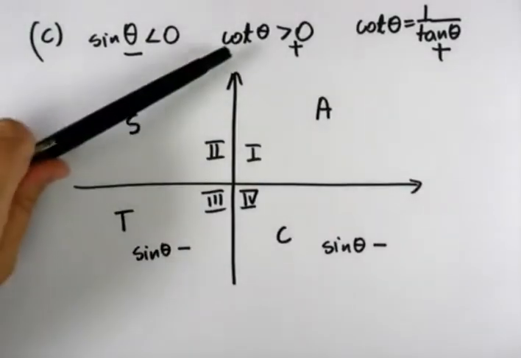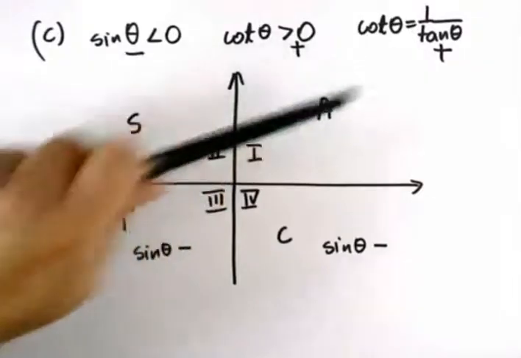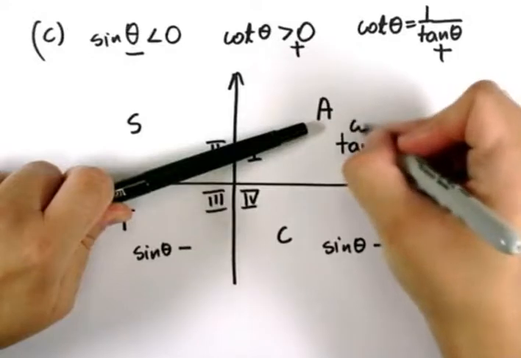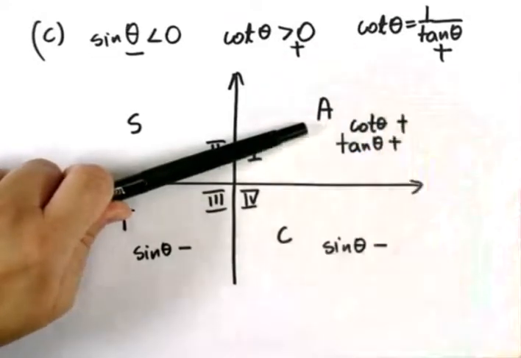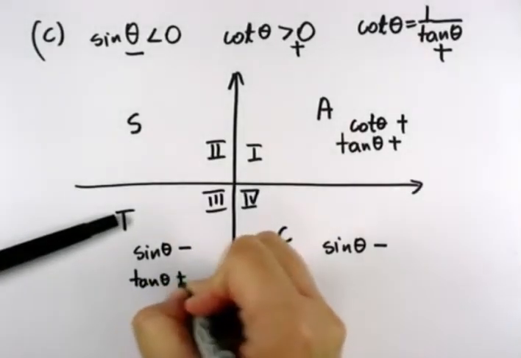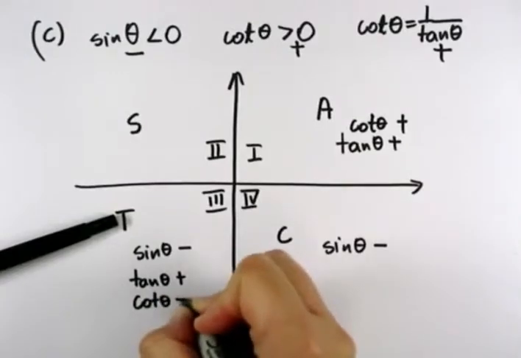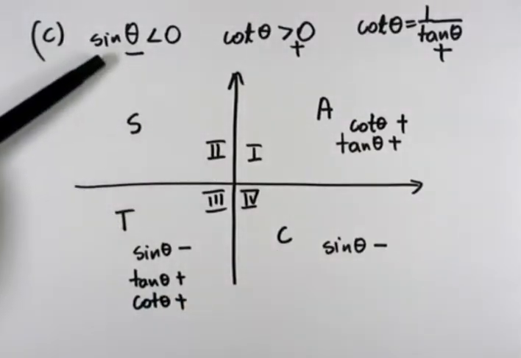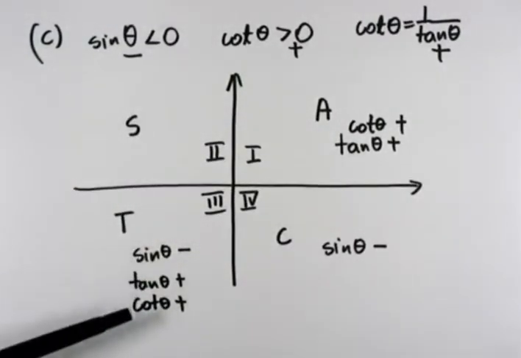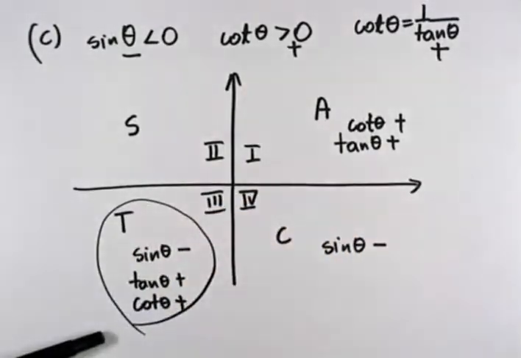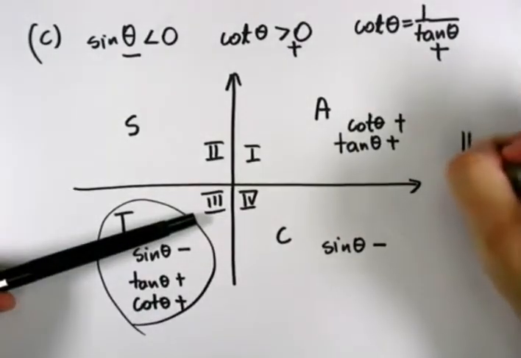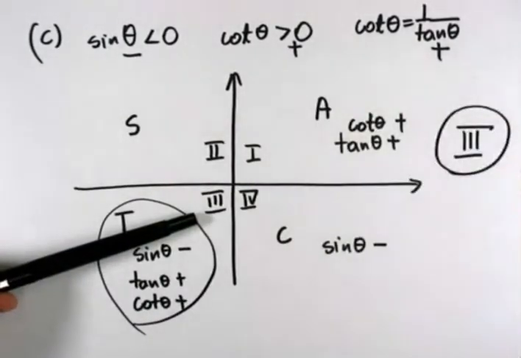Okay? And now cotangent positive means tangent is positive. Tangent is positive in the first quadrant, where all of them are positive, so cotangent is positive there. And tangent is positive right here, so cotangent is positive right here. So the two conditions, sine negative and cotangent positive, give this quadrant. So the answer is that my theta lies in the third quadrant. Quadrant 3.